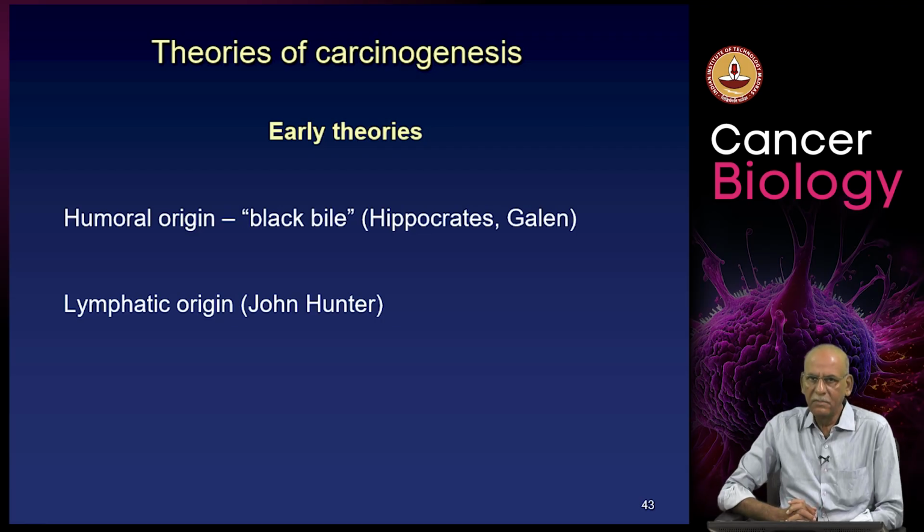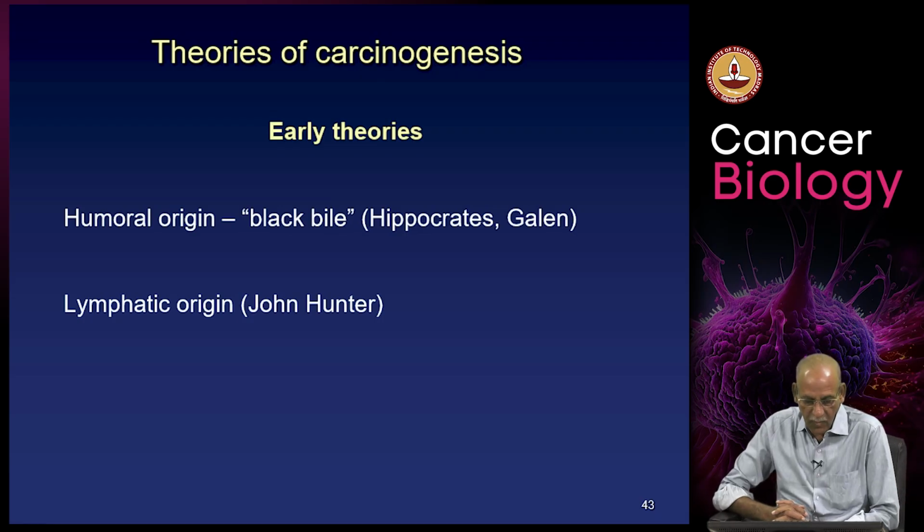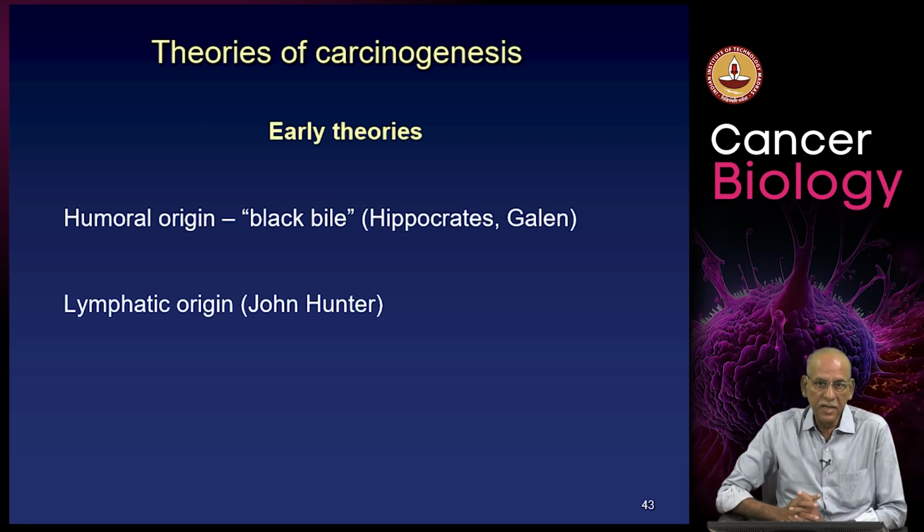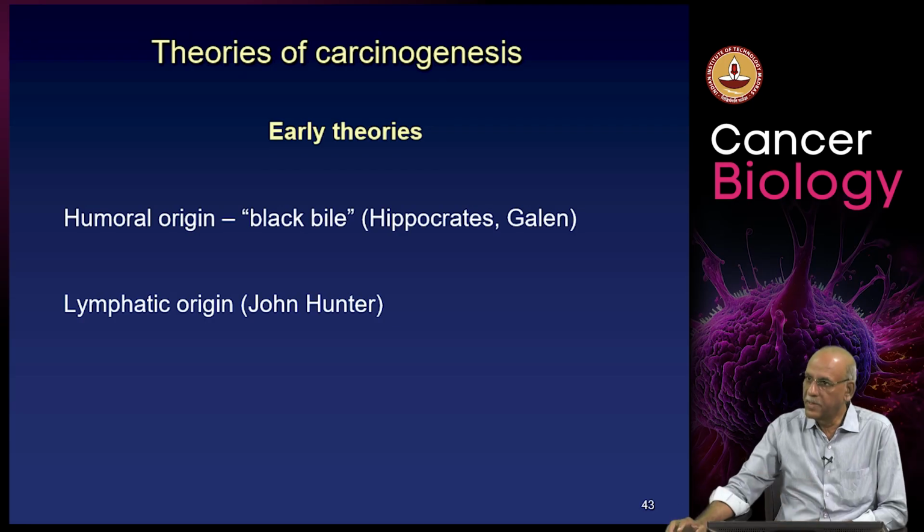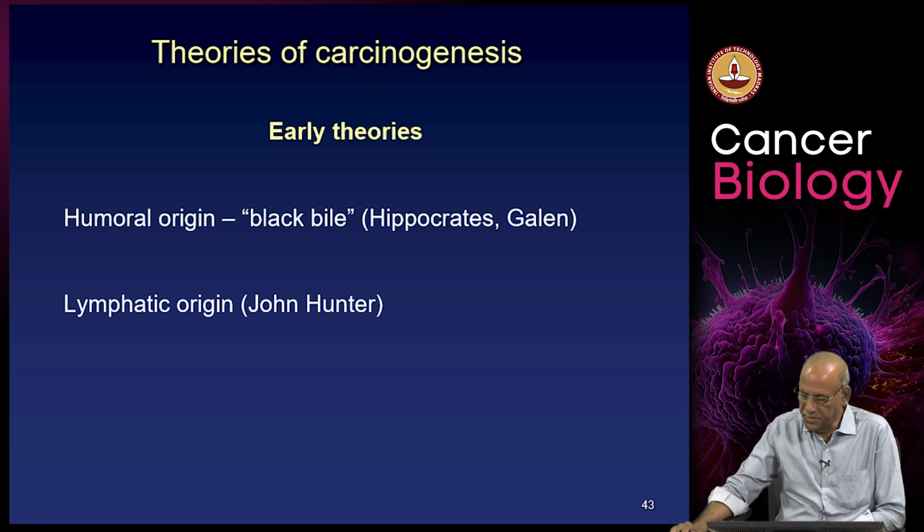Humor, basically, they meant body fluids. They thought that the body had 4 humors, that is blood, phlegm, yellow bile and black bile. When these body fluids were balanced, a person is thought to be healthy. Too much or too little of any of these fluids will cause a disease. So, this was the thinking. An excess of black bile in various body sites was thought to be a causative factor for cancer. So, this was the idea.